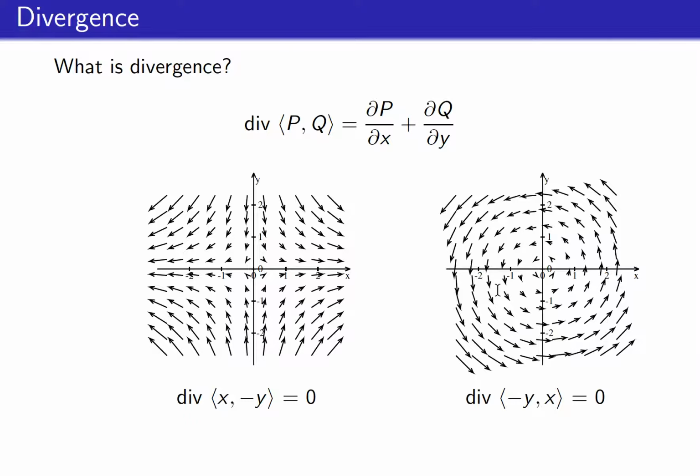Here's another one. Okay, the partial derivative of p with respect to x is, well, the partial derivative of negative y with respect to x is 0, right? There's no x here. And the partial derivative of q with respect to y here, that's also 0. And so when I add them, I'm going to get 0.